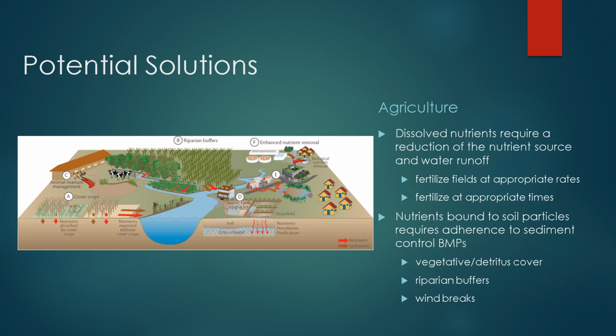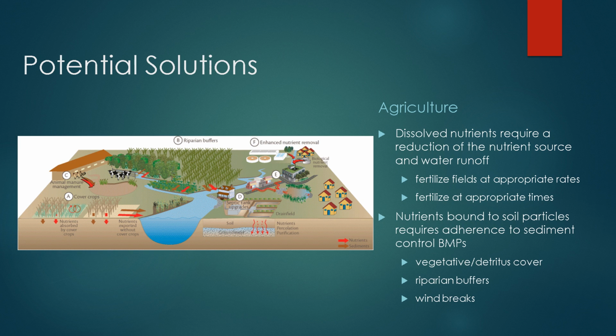Dissolved nutrients require a reduction of the nutrient source and water runoff. This can be achieved by not over-fertilizing fields, i.e. apply fertilizer at rates necessary to achieve realistic crop yields, and apply the fertilizer at appropriate times of the year. Excess nutrients have a high potential to be transported to nearby waters. Similarly, fertilizing fields at appropriate times to maximize nutrient uptakes by crops will reduce the amount of excess nutrients available.